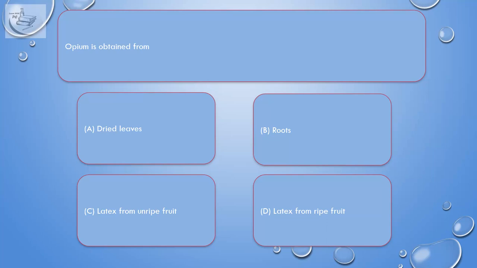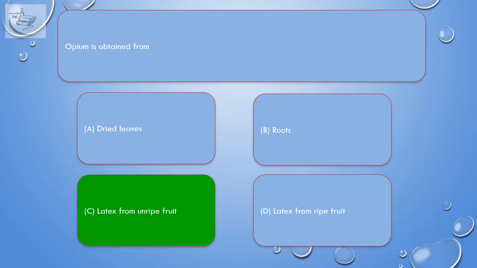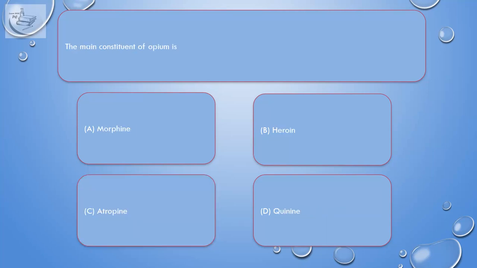Question: opium is obtained from A. dried leaves, B. roots, C. latex from unripe fruit, D. latex from ripe fruit. Correct answer is C. latex from unripe fruit. Question: the main constituent of opium is A. morphine, B. heroin, C. atropine, D. quinine. Correct answer is A. morphine.